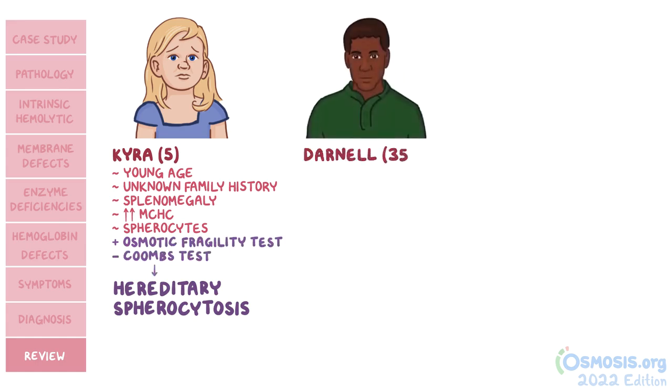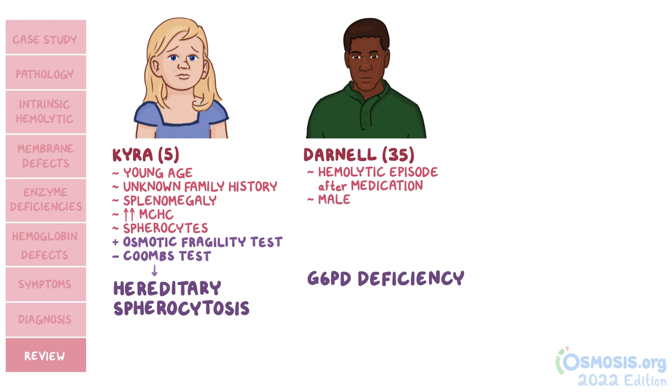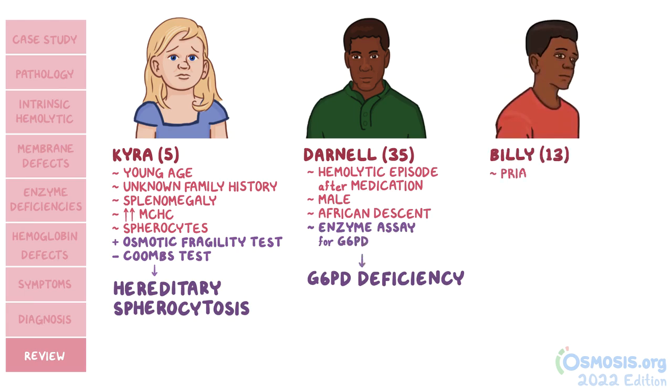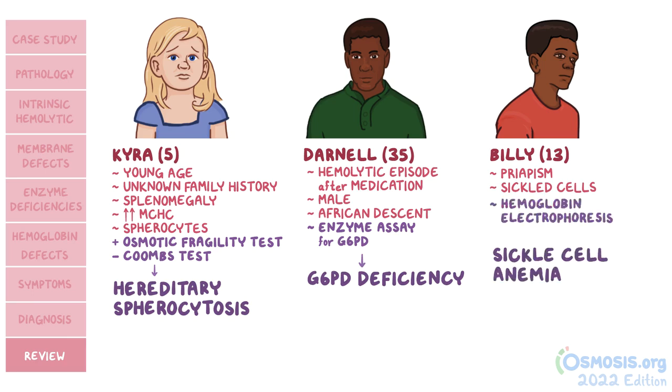Now, Darnell most likely has G6PD deficiency due to his history of a hemolytic episode after taking a medication that contains sulfonamide. Also, G6PD deficiency presents almost exclusively in males and is common in individuals of African descent, like Darnell. To confirm the diagnosis, an enzyme assay for G6PD must be ordered. Meanwhile, Billy has priapism, and due to the presence of sickled cells on peripheral blood smear, he most probably has sickle cell anemia. A hemoglobin electrophoresis should be ordered to confirm the diagnosis.